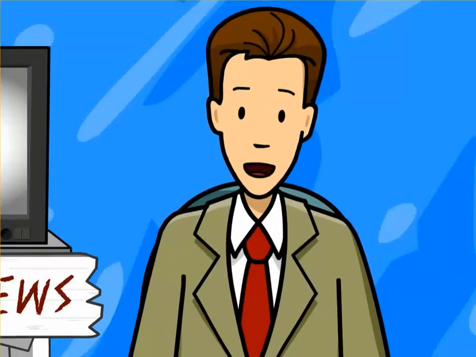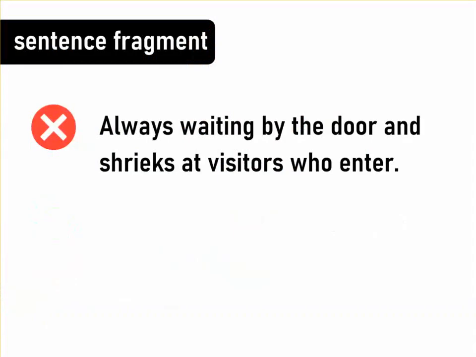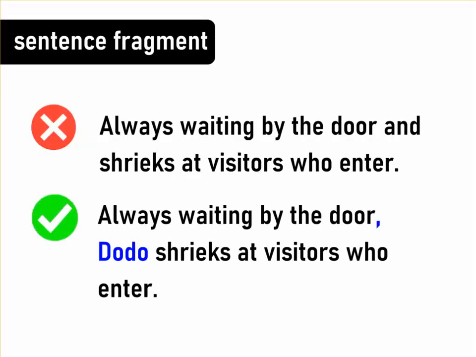If a sentence is too short or incomplete, that's called a sentence fragment. A sentence fragment is a group of words that might look like a sentence, but is missing a subject, a verb, or a complete thought, so it doesn't make sense on its own. "Always waiting by the door and shrieks at visitors who enter" is an example of a sentence fragment because the subject is missing. It makes much more sense to say, "Always waiting by the door, Dodo shrieks at visitors who enter."